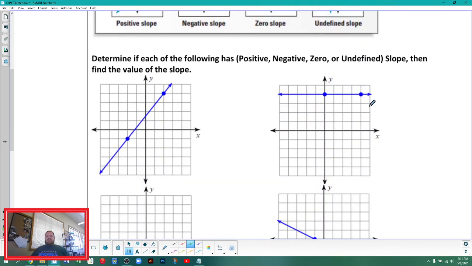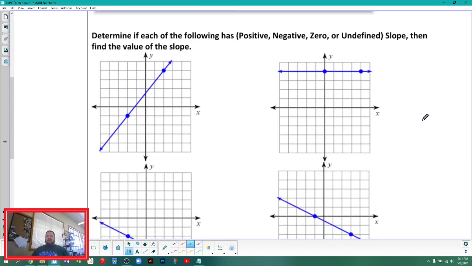So we want to classify these slopes as positive, negative, zero, or undefined. And then they also want us to find these slopes. Now, the beauty with these ones, they've given me points. I don't have to do the guessing game of does it really cross right there or does it miss that one. So these are going to be easier problems for finding the slope. So let's go ahead and get started here.